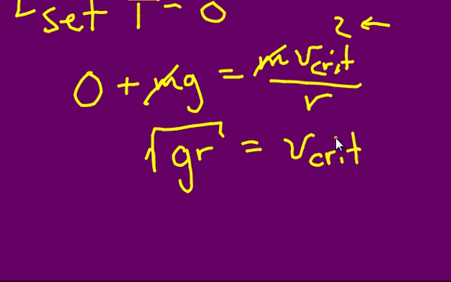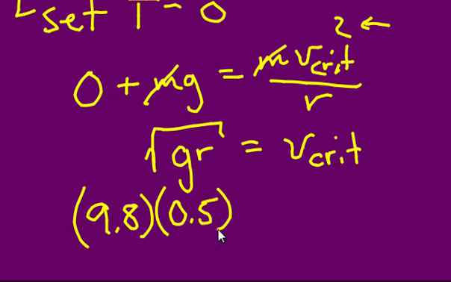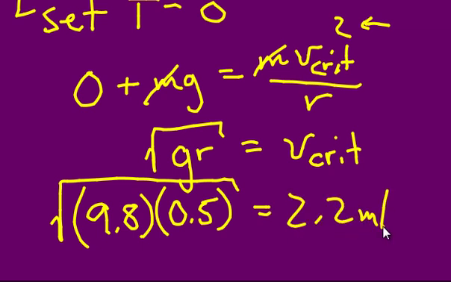Let's plug some numbers in. This would be 9.8 meters per second squared, times, in this case, the radius. And then we square root all that. And let's see what we get. 2.2 meters per second. This is the minimum speed which we need to spin this particular object at this radius to keep it moving in a circle.